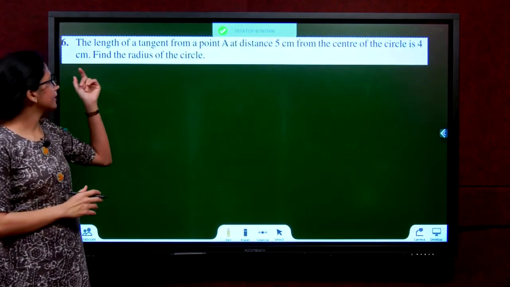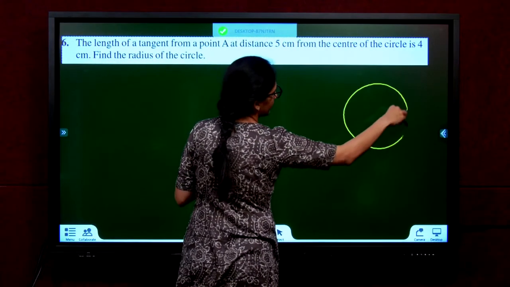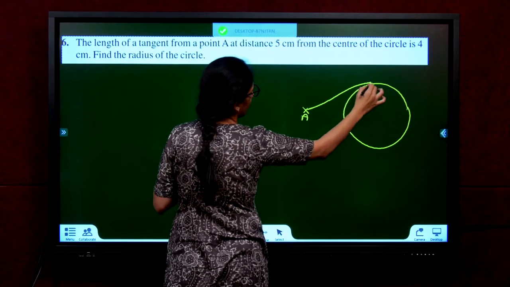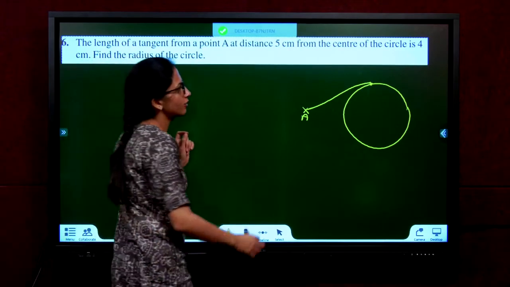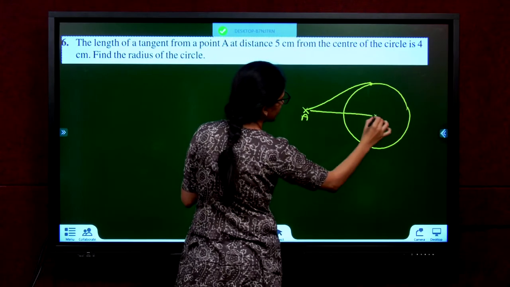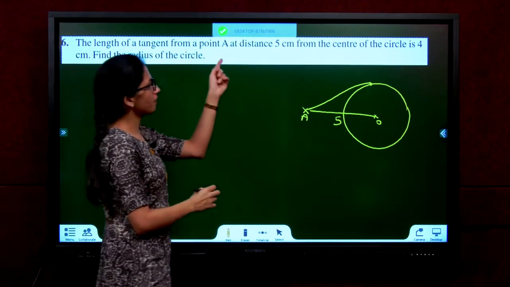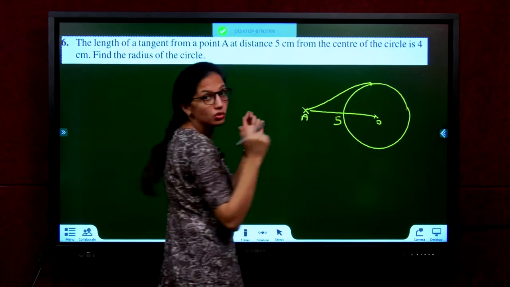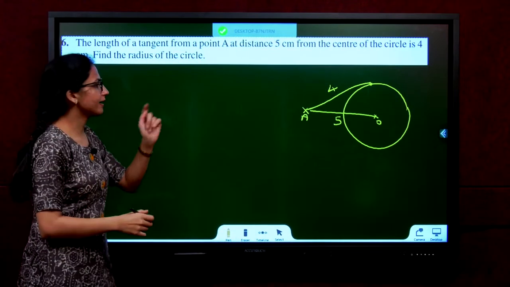Question 6. The length of a tangent from a point A, there's a point A here, at a distance of 5 centimeters from the center of a circle is 4 centimeters. So this point A is at a distance of 5 centimeters from the center. What is 4 centimeters? The length of the tangent. Find the radius of the circle.